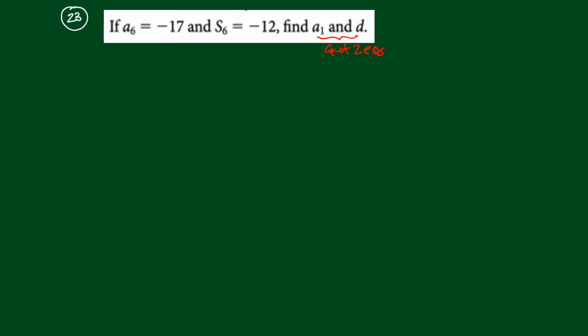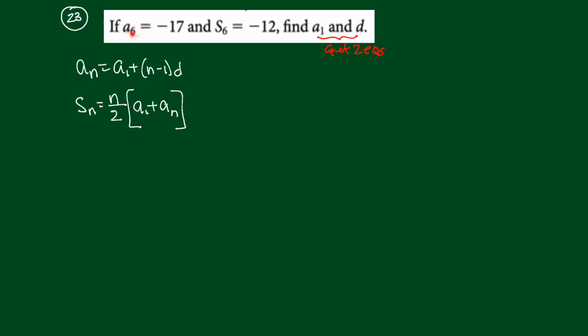I'm going to try to use some formulas here, and I know I'm given a term number and the sum of the first six terms. So I think I'm going to be using these two right here. I'm going to write them down. I'm using this one. A sub n is, this is the formula for the general term, a1 plus n minus 1 d, and here's the sum of the first n number of terms. First term plus that nth term.